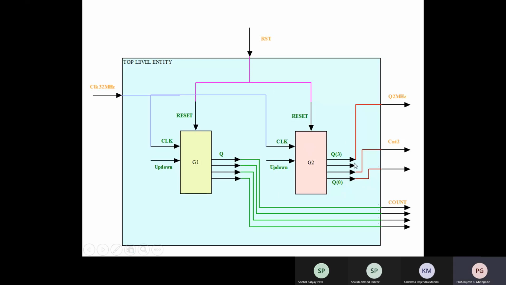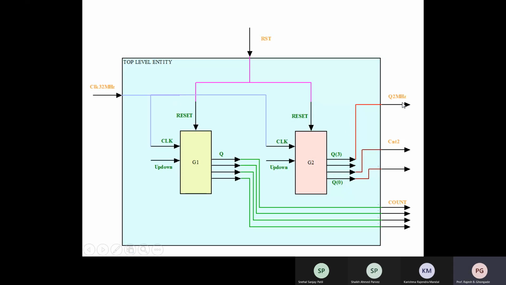Have you understood this? When will Q0 change? You are dividing this clock. It's the division of the clock, no? At various different levels, you divide the clock. So this will be divided by 2, this will be divided by 4, this will be divided by 8, and this will be divided by 16. You are getting it? Yes, sir. And divide by 16, 32 divided by 16 is how much?